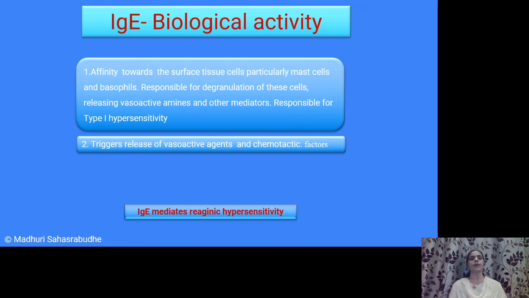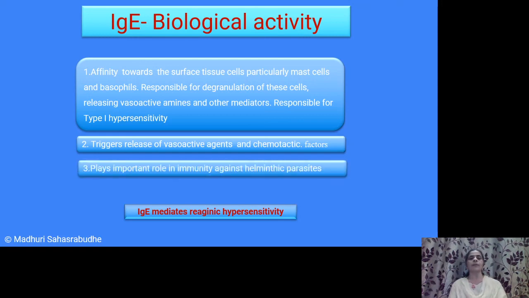I hope that you have followed these points, and if you have any questions, you can ask at any time. Okay. It plays an important role in immunity against helminthic parasites. So thank you so much.